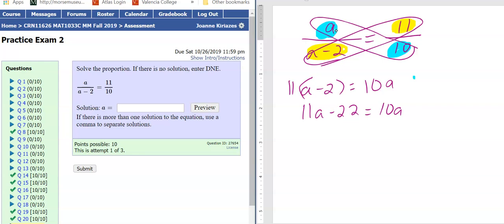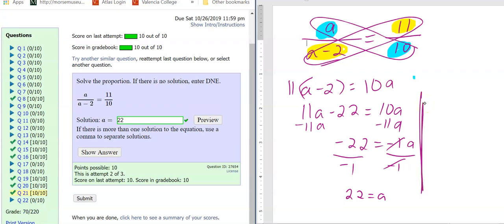And we're going to solve that. So I'm going to subtract 11a from both sides. And that's going to be -1a. And then I'm going to divide by -1. And I'm going to get 22 is equal to a. And I could check this to make sure that my solution is correct again. If you wanted to check it, you could say 22 over 22 minus 2 is equal to 11 over 10. And if you put that in the calculator, you're going to see that's the same thing.